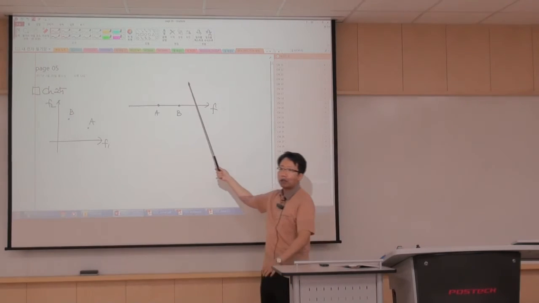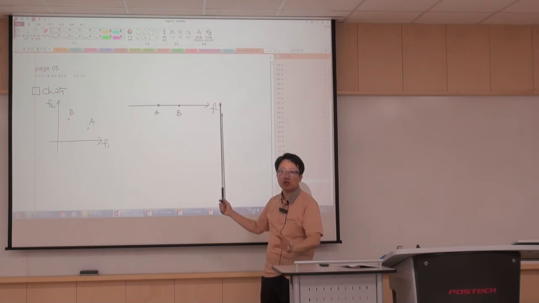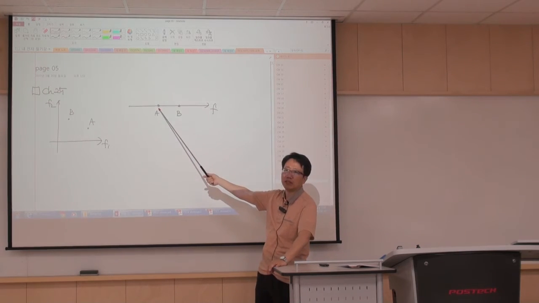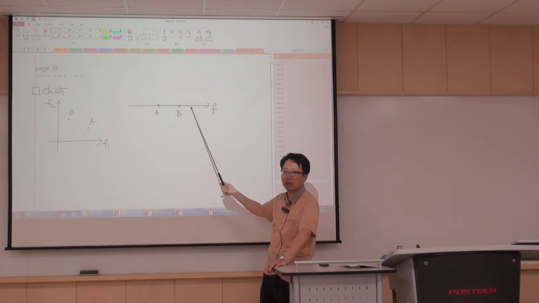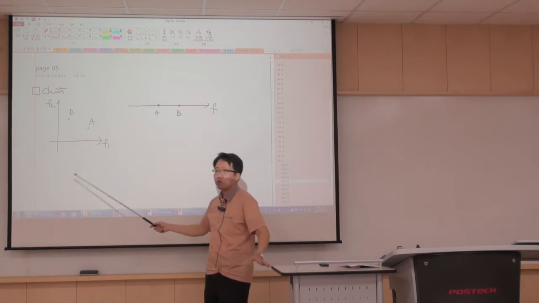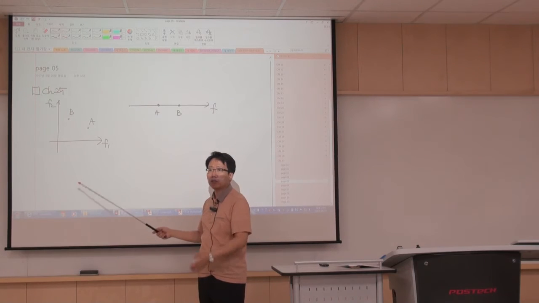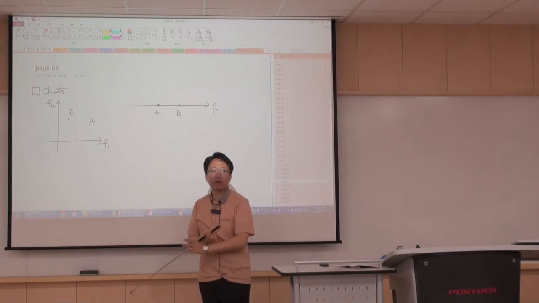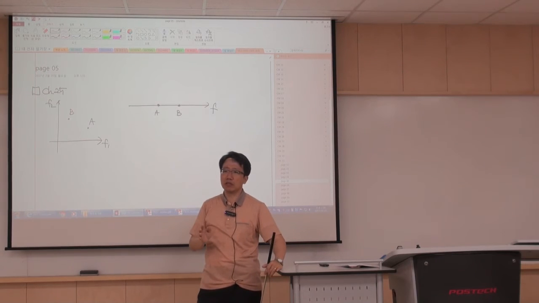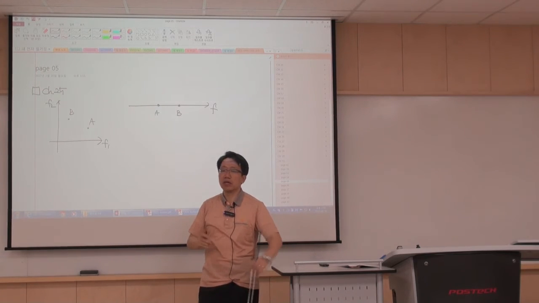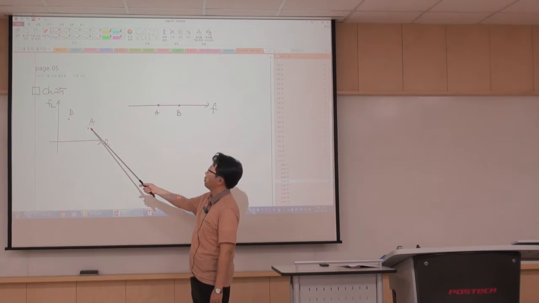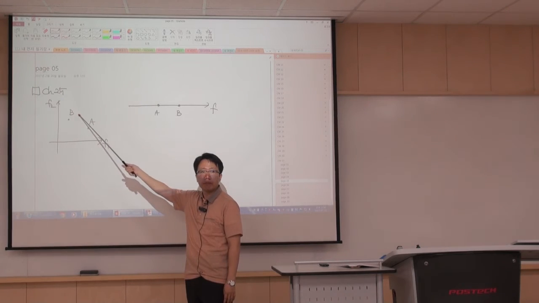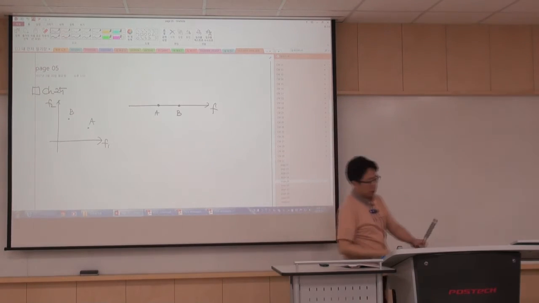Unlike the one-dimensional case, where we have a natural ordering, right? A is smaller, B is greater. If we just move to one higher dimensional space, there is no natural ordering. We have to set up a new definition to say that, for example, according to my new definition, A is smaller than B. Okay. Why do I say this?